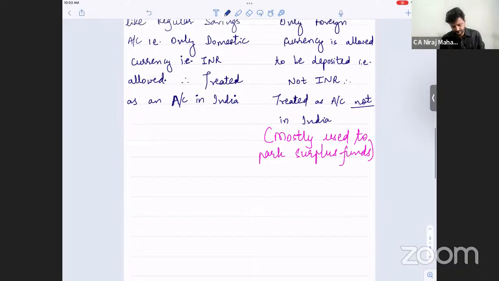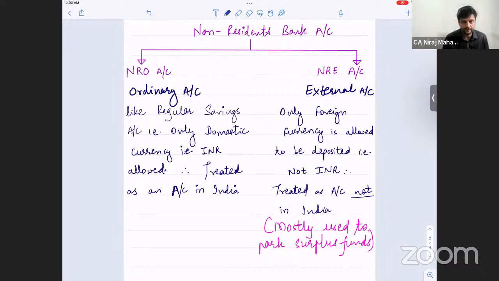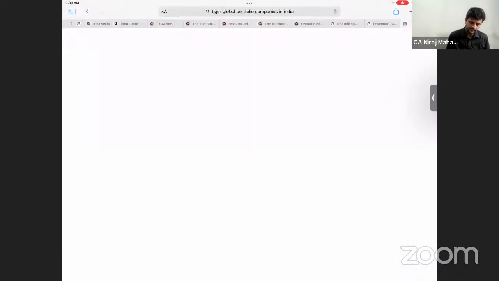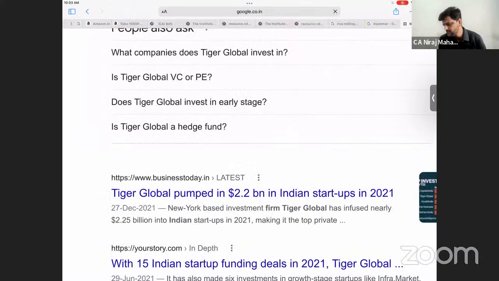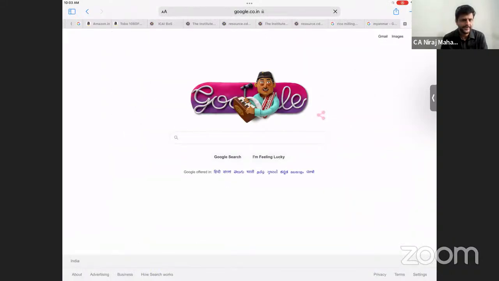Is it okay? Fine. Now check. Important. So how come the NRE account becomes a little bit exciting or a better option to invest for non-residents? Okay, you will be surprised. Because the banks in USA, Japan, they don't pay any interest on savings bank accounts. In fact, they may charge to keep the money in the savings bank accounts.